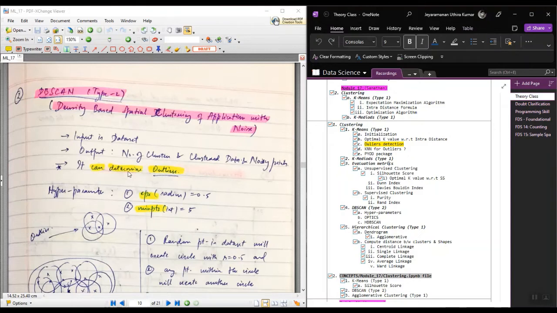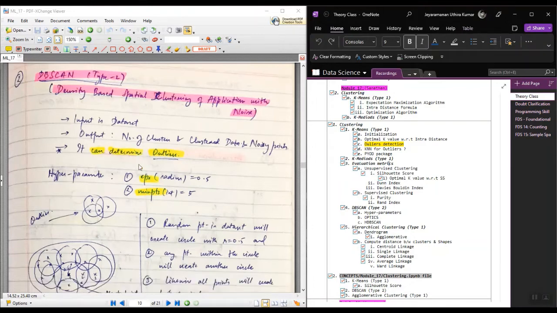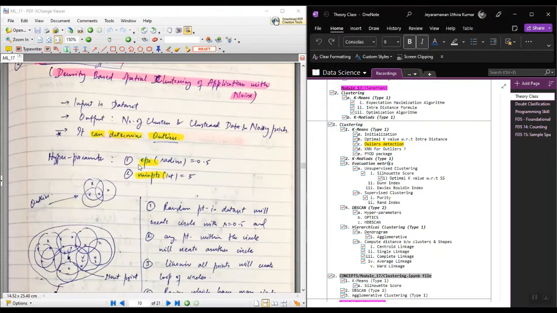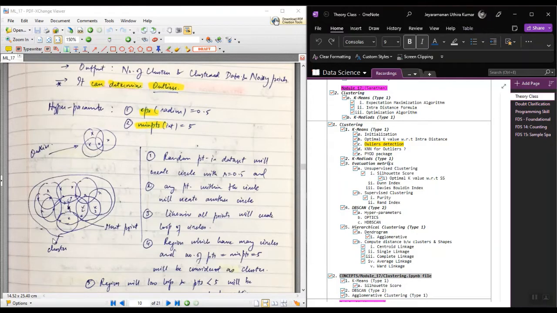Instead of giving the number of clusters, we have to give some hyperparameters. One is EPS, which is nothing but the radius of the particular circle, and the other is the minimum points. The idea behind this algorithm is that once we have the data set inside the algorithm, a point is randomly chosen in the data set, and it creates a circle around it, with the radius specified by EPS. Any point within this circle will create another circle.